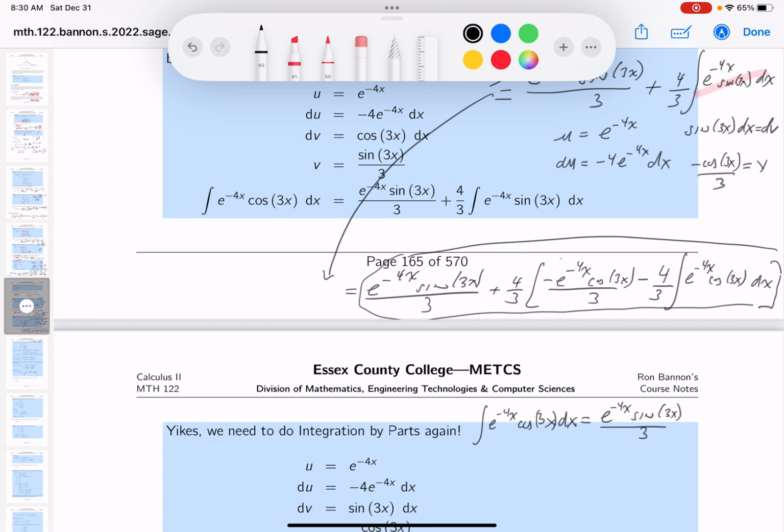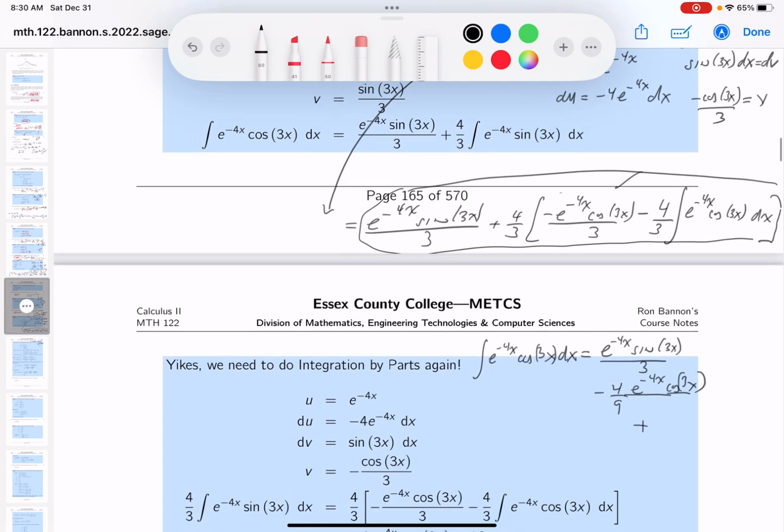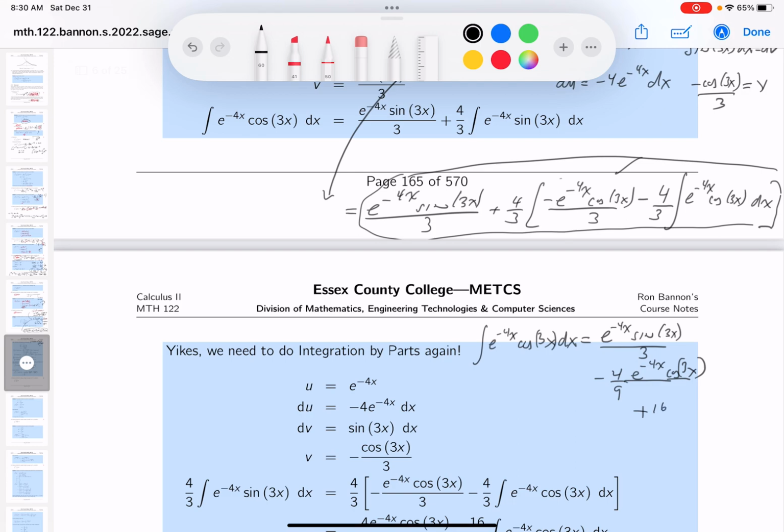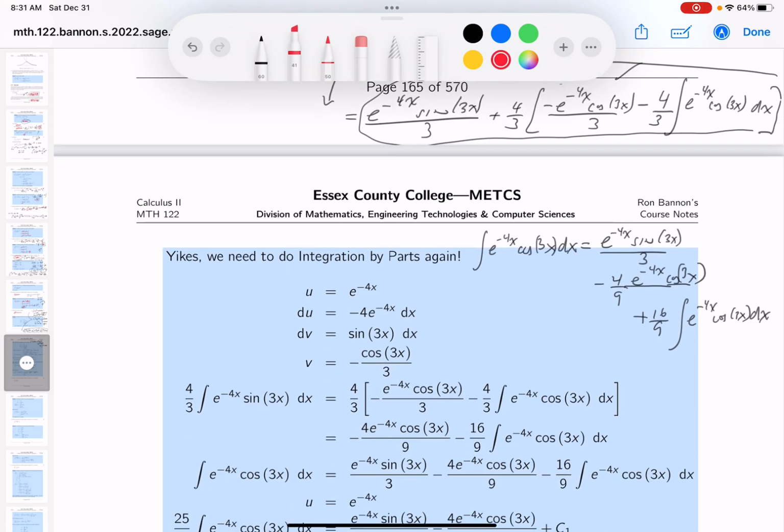I'm distributing, so I get minus 4/9 e to the minus 4x cosine 3x. I just did this, and then it's going to be plus 16/9 e to the minus 4x cosine 3x dx. I'm almost there. And what do I notice here? I notice that this thing here is identical to this thing over here.